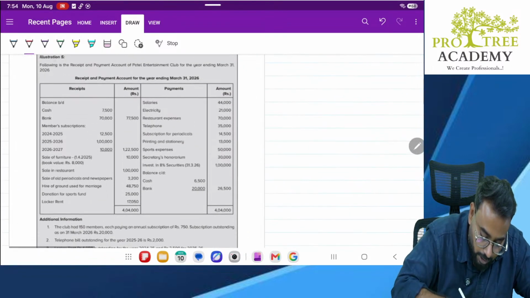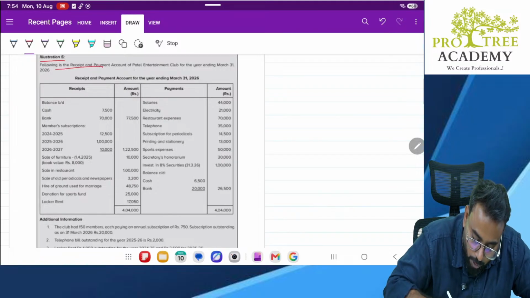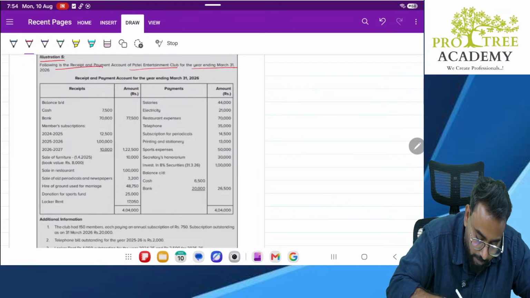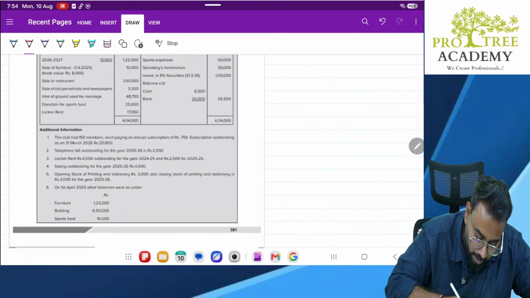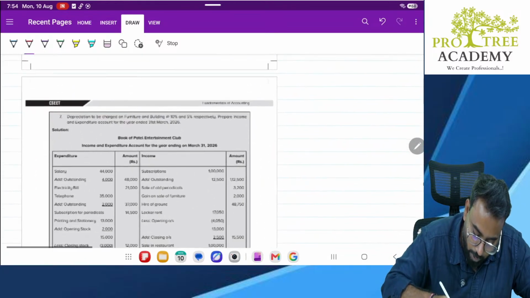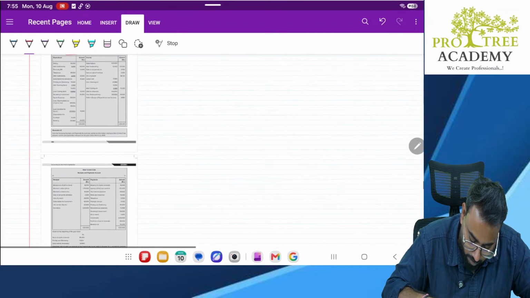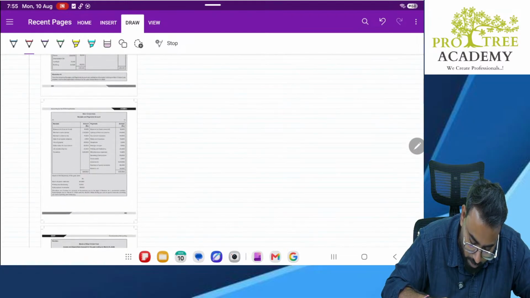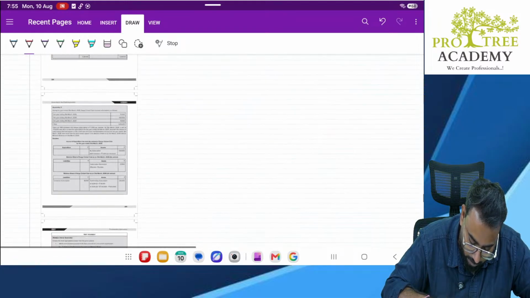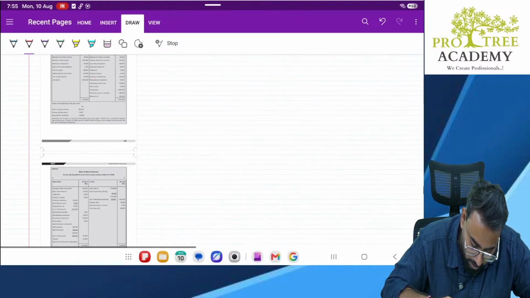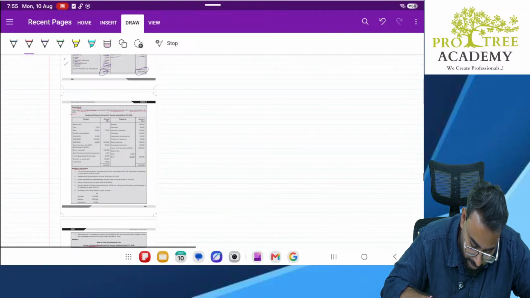Yes? Okay. Illustration number 5. Following is the receipts and payments account for Patel Entertainment Club for the year ending 31st March 2026. They have given you additional information. They want you to prepare the income and expenditure account. Okay, let's take this as homework. I will quickly discuss the adjustments.